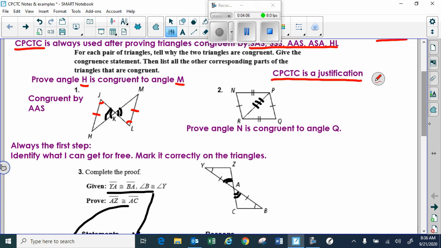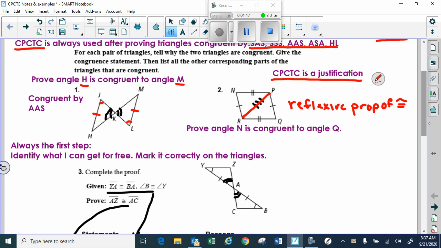So let's look at number 2. Prove that angle N is congruent to angle Q. Okay. Well, again, I had the 2 sides given to me as congruent. And of course, I'm now looking for a free piece I can get on my own. So I can see that the middle segment here is in both triangles. So it's reflexive. It's equal to itself. Remember, that is the reflexive property of congruence. I could have just said REFL for reflexive.